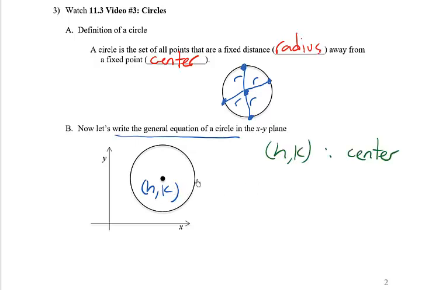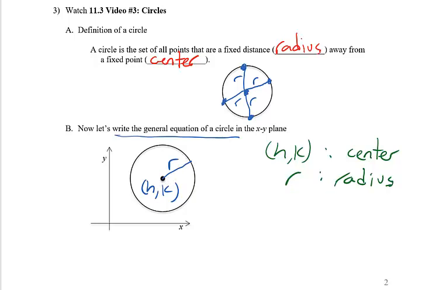And then let me draw in the radius somewhere. Of course, I could draw it in anywhere, right? It's the same distance in any direction. And I will call the radius r. Remember, so far these letters are fixed numbers. The center is some fixed point. The r is some set distance.